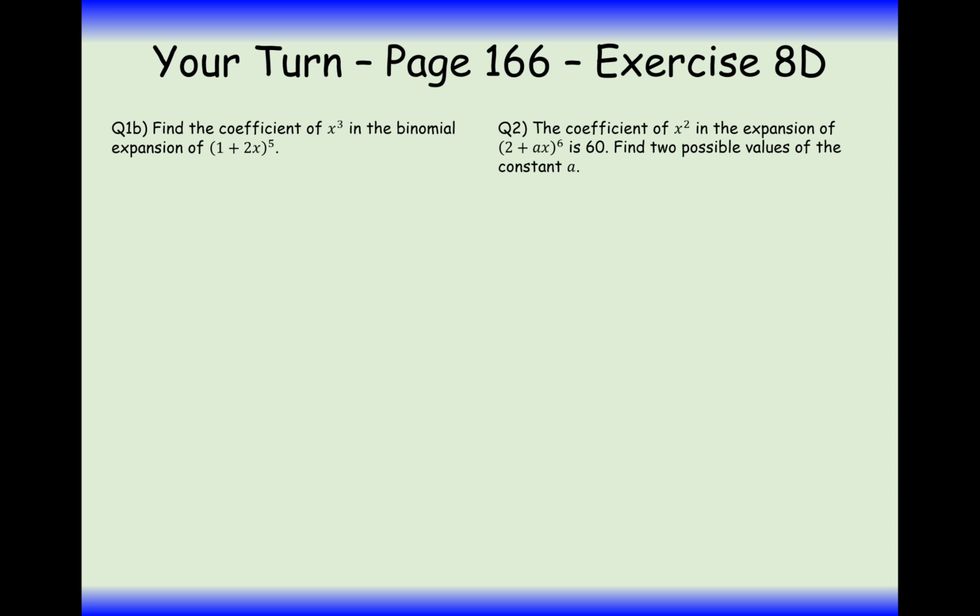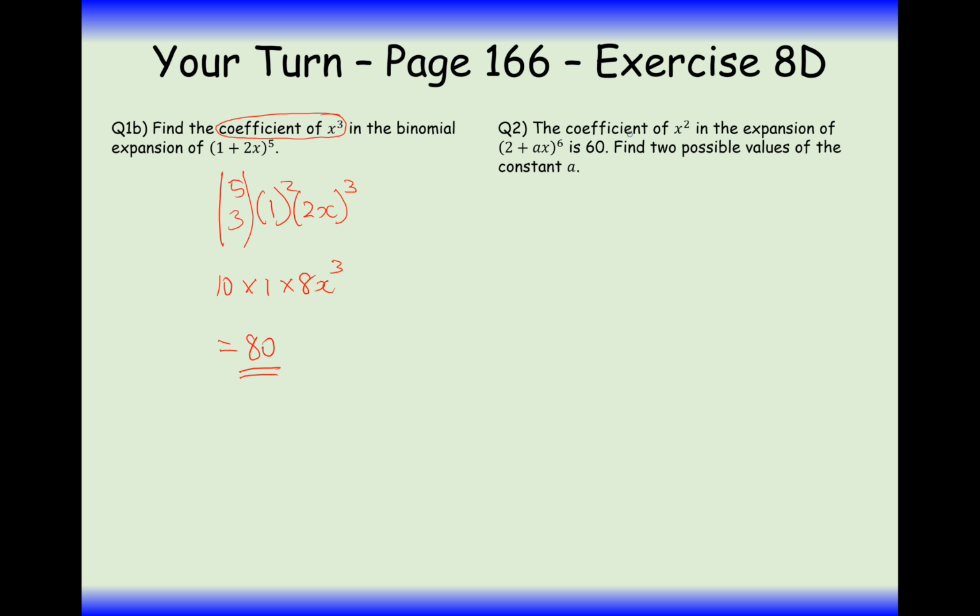Right then, let's have a go at this question here then. So we want the x cubed coefficient for this expansion here. So what we want therefore is the 2x term to be the cubed expression. We need the powers to add up to 5, so we need 1 to be squared, and then we need 5 choose 3. So 5 choose 3 is 10 times 1 times 8x cubed. So the coefficient on the x cubed term here is 80.